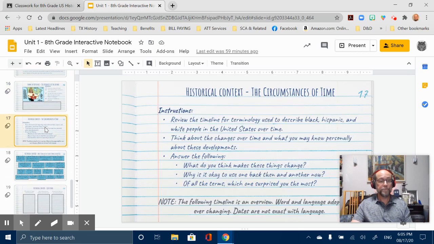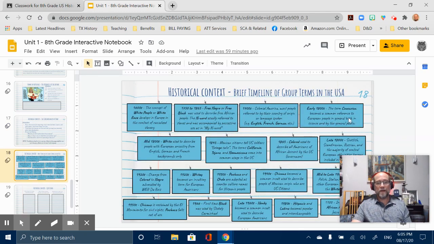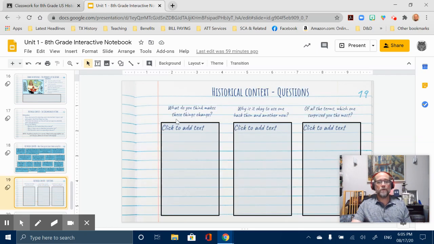All right. Now we have historical context or the circumstances of time. Review the timeline on the next slide regarding the terminology used to describe Black, Hispanic, and white people in the United States over time. Think about those changes, and you're going to answer these 3 questions. So here's the timeline, left to right, top to bottom. So it's like 4 lines of text, just like anything else. All right. And I put the questions on this slide for you to answer. What do you think makes these things change? And all the way out of all the terms, which one surprised you the most? So answer these. And again, sentences are required.